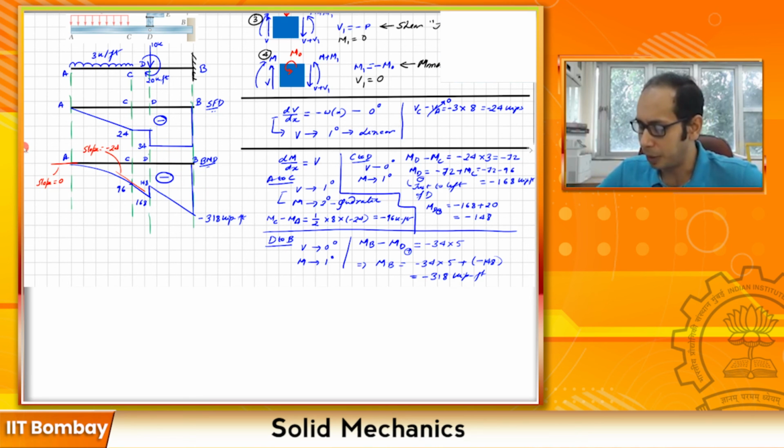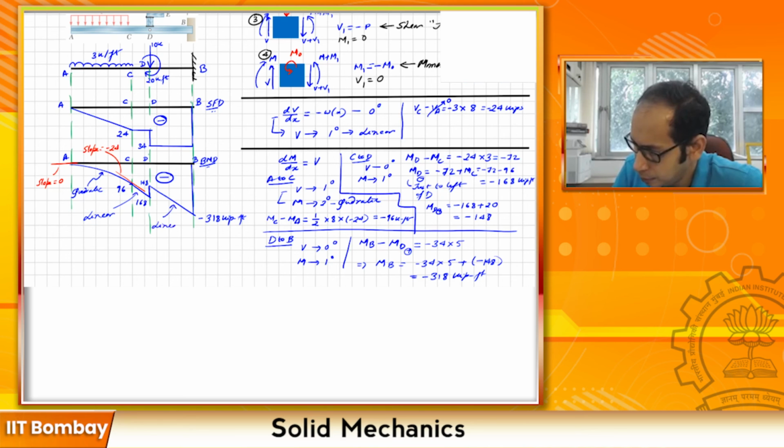Let's compare what we got. Let's write these ones. So this is quadratic, this is linear, this is also linear, and this is the place where you had the jump.